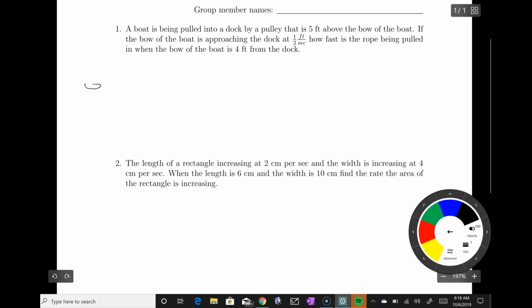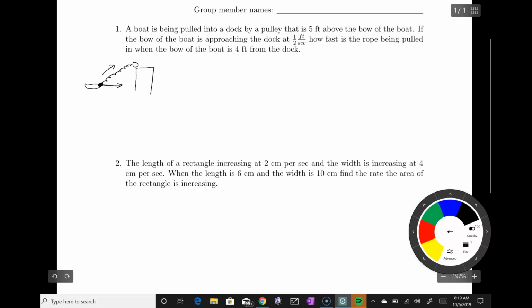All right, so we have a boat being pulled into a dock. And there's a pulley up here where the rope is pulling the boat. And the bow of the boat, which is here, is moving towards the dock. And we're being told that the rope is being pulled in. So put arrows of things changing.